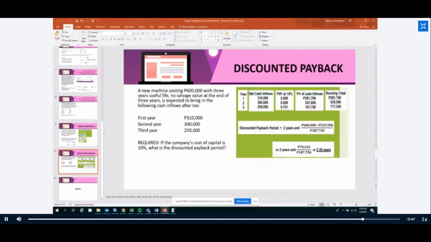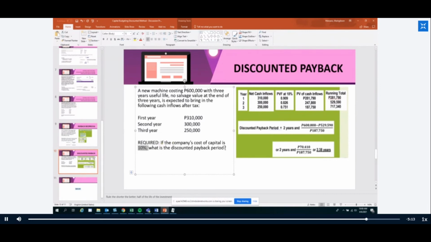And finally, discounted payback. Ito naman, class, ang kaibahan lang nito is this time, nilagyan na natin ng present value factor. No? So a new machine costing 600,000 with 3 years useful life, no salvage value at the end of 3 years, is expected to bring in the following cash inflows after tax. Required: if the company's cost of capital is 10%, what is the discounted payback period?